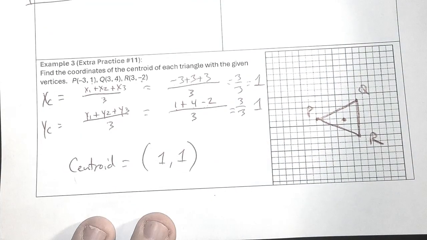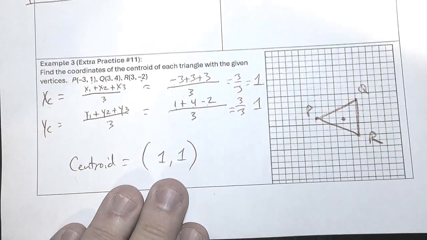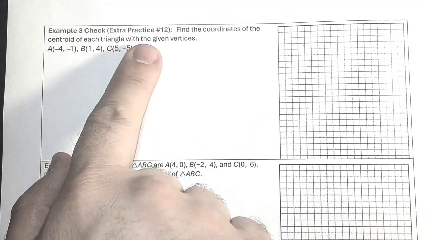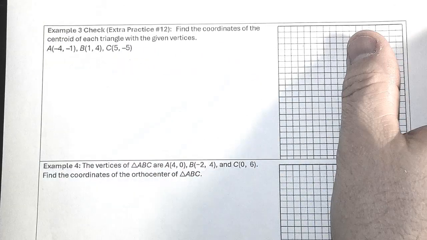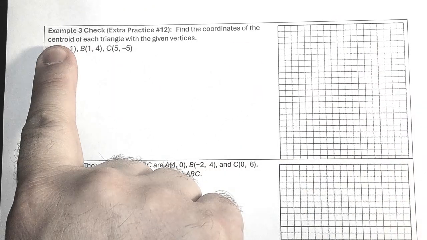So there's your example 3, but we just used the formula. Much more helpful and easier than going that other direction. So top of the back page, we have example 3 check. You guys are going to use these coordinates with the formula I gave you on the opposite side, and you're going to find the centroid.